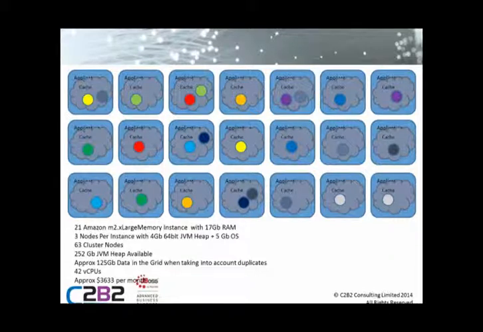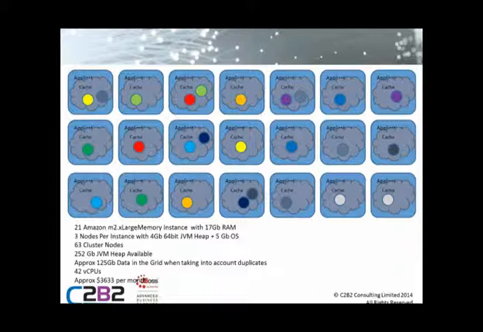So we had 21 Amazon M2 extra large memory instances. These have essentially 17 gig of RAM. And we ran 3 JVMs per Amazon machine. In each one of the JVMs we ran with around 4 gigabytes of free heap. And this essentially gives us 63 cluster nodes: 3 JVMs, 21 machines, 63 nodes, and that gives us 252 gigabytes of JVM heap available.